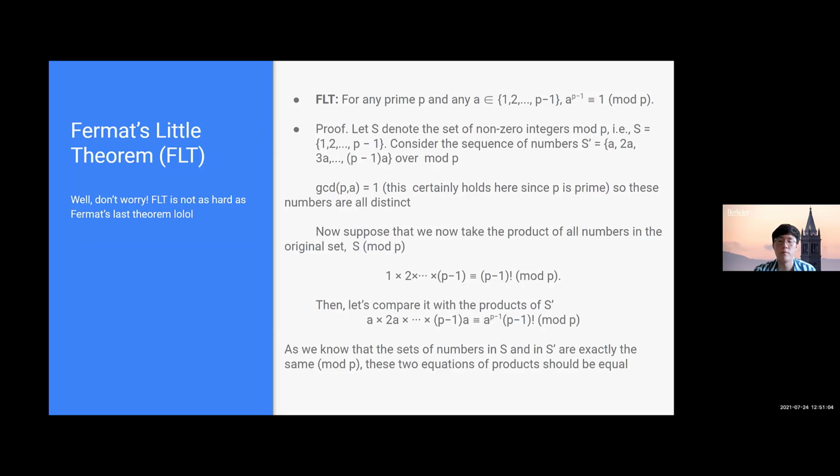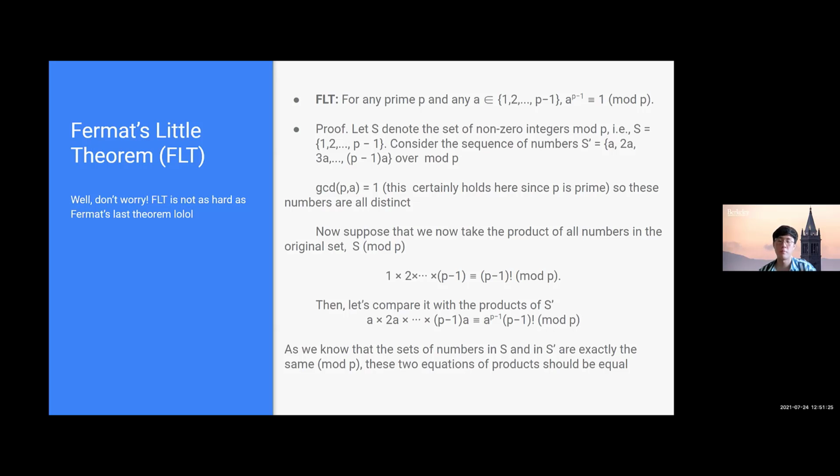If you think of the proof, we consider two different sets: 1 to P minus 1 inclusive, and the sequence A, 2A, 3A, up to (P minus 1)A, mod P. You know that the GCD of P and A, the greatest common divisor, is basically 1 because P is prime and A is always less than P.